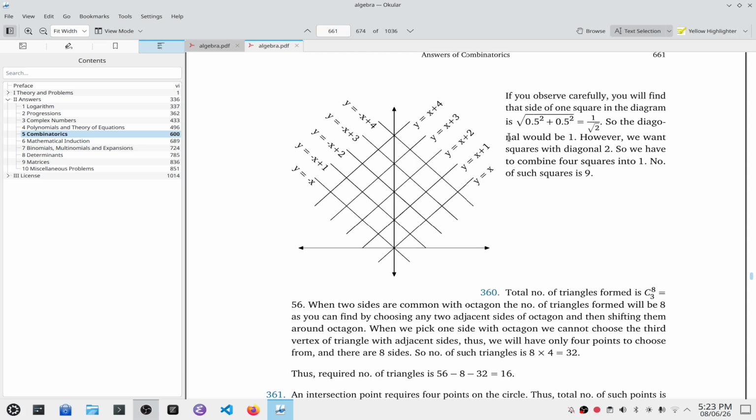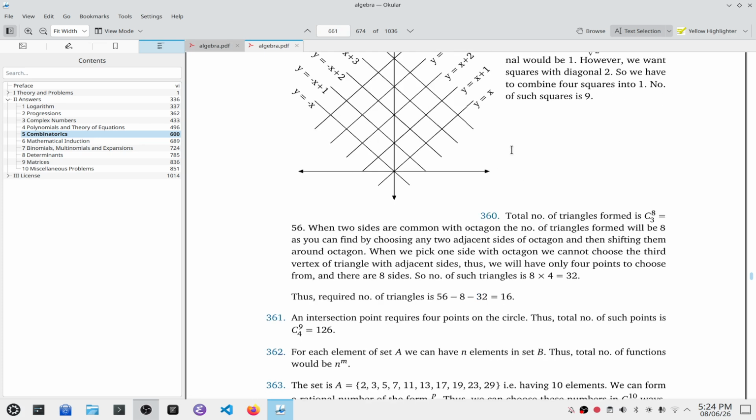If you see the diagram, you see 0.5 plus 0.5 is one side of the square, that is the diagonal side. So this is a diagonal, so its side is 1 by root 2. That is the hypotenuse of that. So the diagonal would be 1. However, we want squares with diagonal 2. So we have to combine 4 squares into 1. Number of such squares is 9. So you can compute this. We have computed the square case for the chessboard as well.